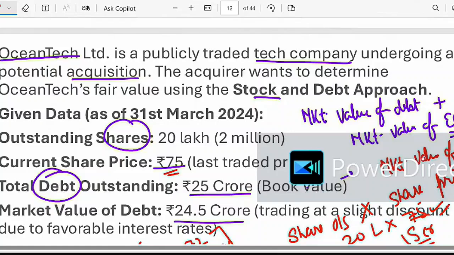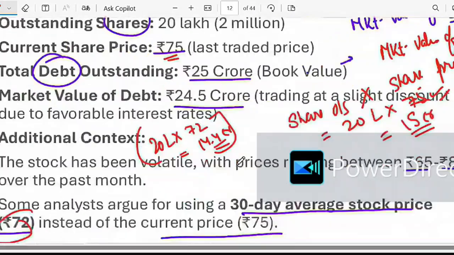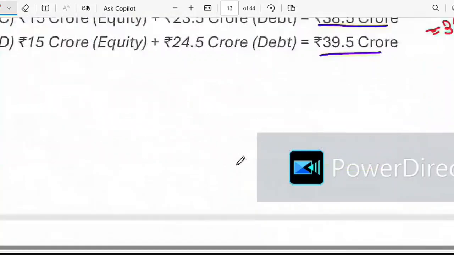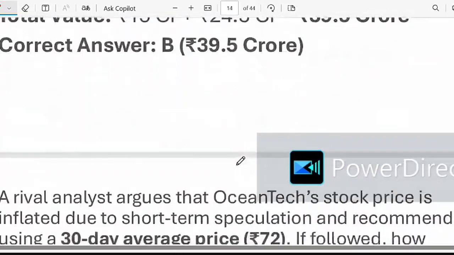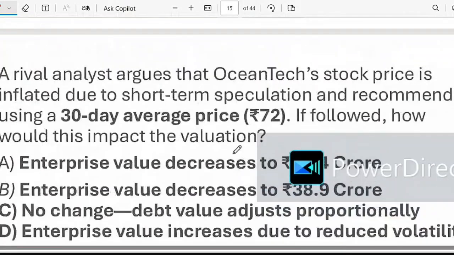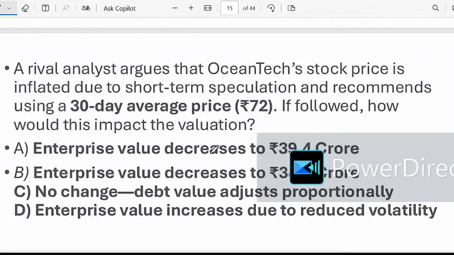So please tell me, is the concept clear or not? How do we go about finding the enterprise value? This is very simple. You have to just do a little bit of calculation and that's it. So this is how we find the total enterprise value. 39.5 crore is the correct answer. Now friends, have a look at this particular question. Again, it is based on the same Ocean Tech, right? So 75 we have just done, which gave the 39.5 crore answer.